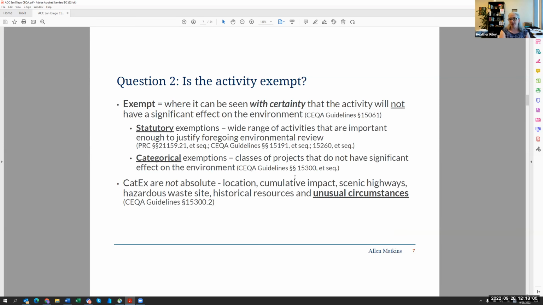So the second question, if you are a project, and I will often say capital P project, and my associates and other people laugh at me, a capital P project, as you saw on the last screen, is a defined term under CEQA. So a development project, just in general, is not the same as a capital P project for purposes of CEQA. So is the activity exempt is our second question. If you can determine with certainty that there will be no significant impacts, then you can be exempt. And there's categories and there's boxes and there's types.